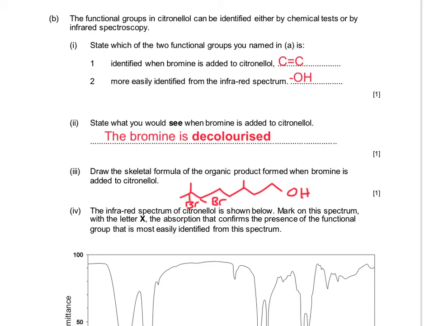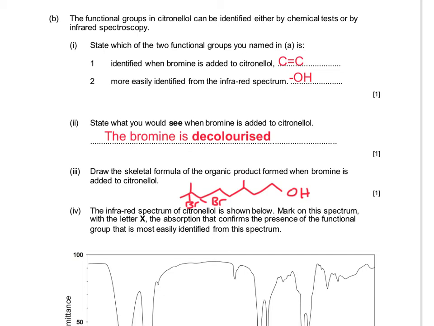So the next part is to put the skeletal formula of the organic product formed. So you add two bromine atoms across where the double bond used to be. I haven't left myself much room, so my second bromine sticks out at a slight angle there. That's not technically okay, really, but given the circumstances, hopefully you'll forgive me for that minor indiscretion.